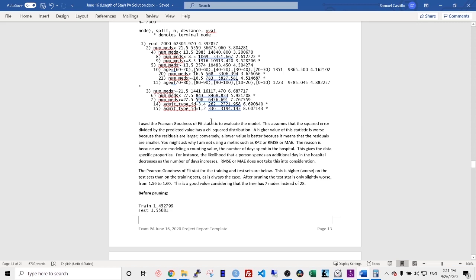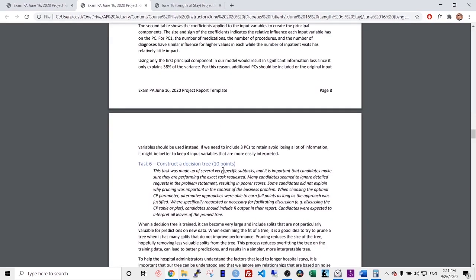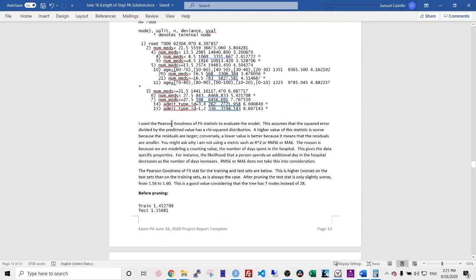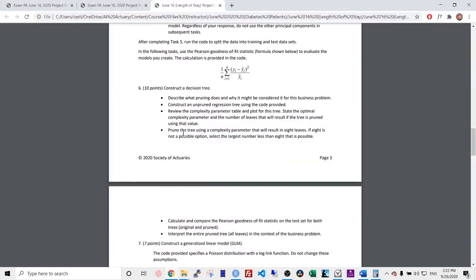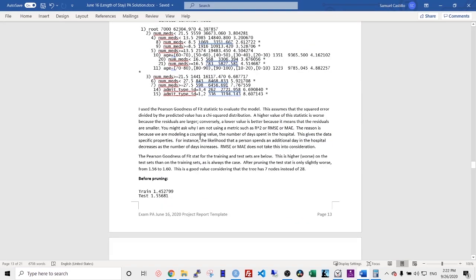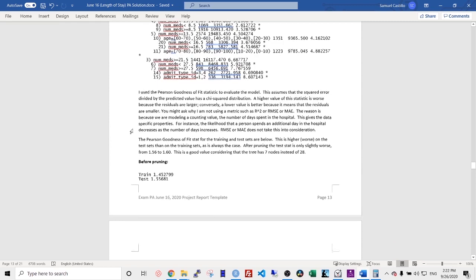of fit statistic. This is a great example of what this solution says when they say that you seem to ignore detailed requests in the problem statement. So consider here, it says calculate and compare the Pearson goodness of fit statistic, the test set for both trees, original and pruned. My report also talks about why the Pearson goodness of fit stat may be useful, but the project statement doesn't ask for justification. It just says calculate and compare. So this was a waste of time, and even if I were not to lose points for including it, it would cost me time that I could have spent on other things.